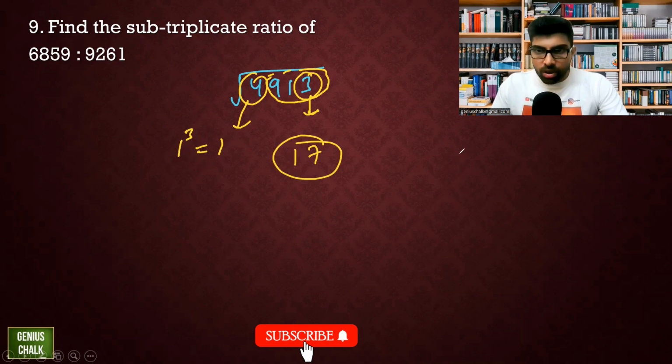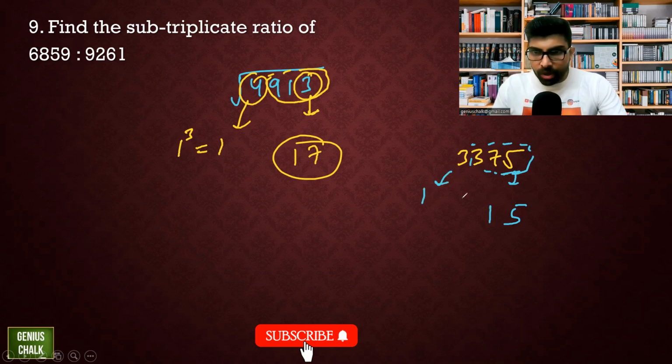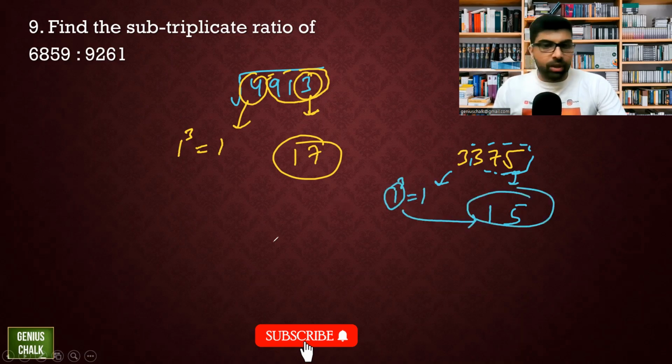If I ask you what is the cube root of 3375, you will say, first pick up the last digit, 5. 5 cube is 125. So its ending should be 5. Now forget the last 3. Now this is 3. Which number is less than 3 which is a perfect cube? It is 1 cube. 1 cube is 1. So this one will come over here. It is 15. This is how we can find the cube root faster.